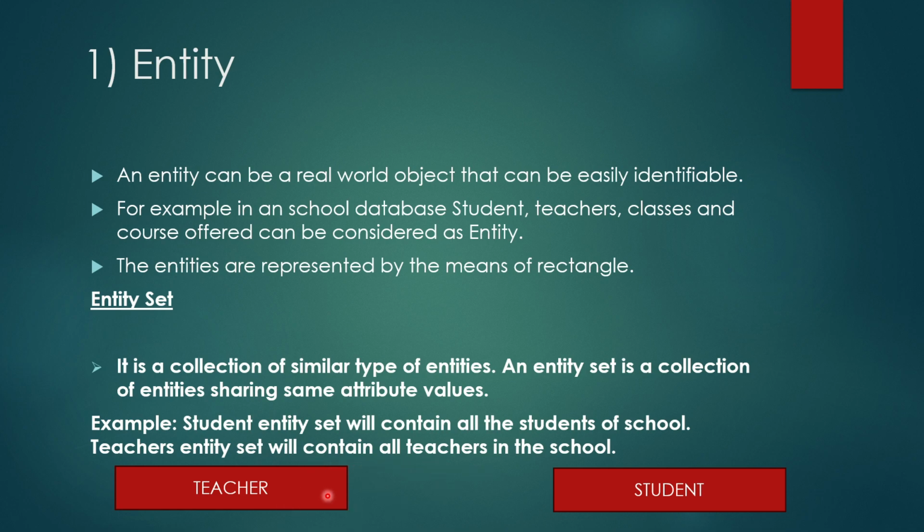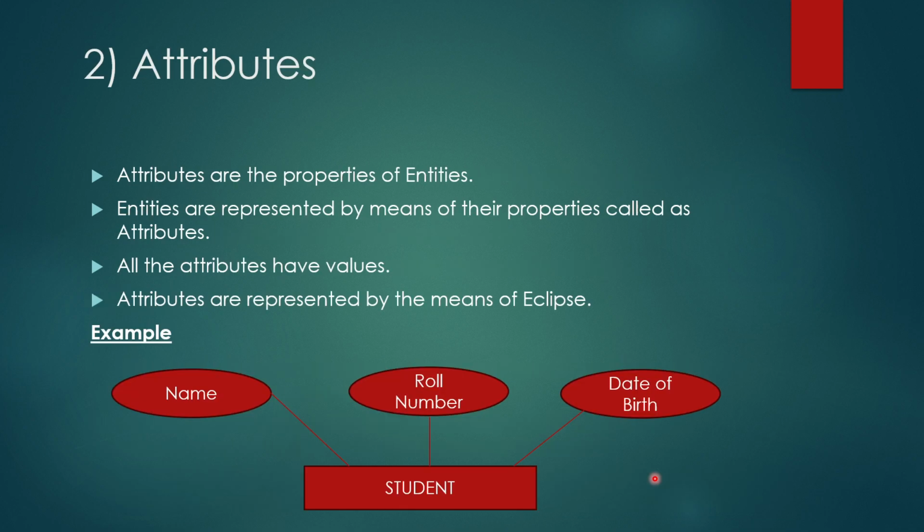Here is a pictorial representation of two entities. One is teacher, which is represented in a red rectangle, and another entity is student, which is also represented by means of a red rectangle.